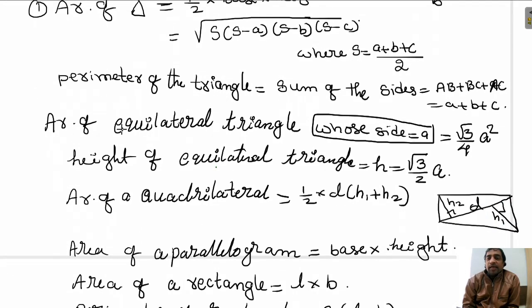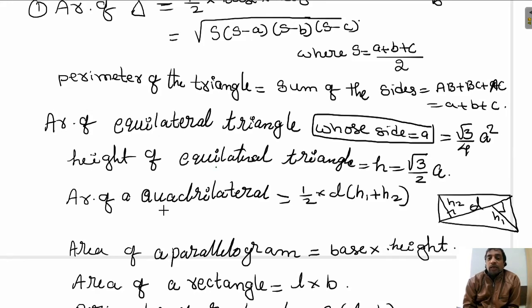In the same way, area of an equilateral triangle whose side is small a is equal to root 3 by 4 a square. Very important. Area of equilateral triangle is root 3 by 4 a square. The same way, height of the equilateral triangle, h, is equal to root 3 by 2 a. The length of the altitude is root 3 by 2 a.